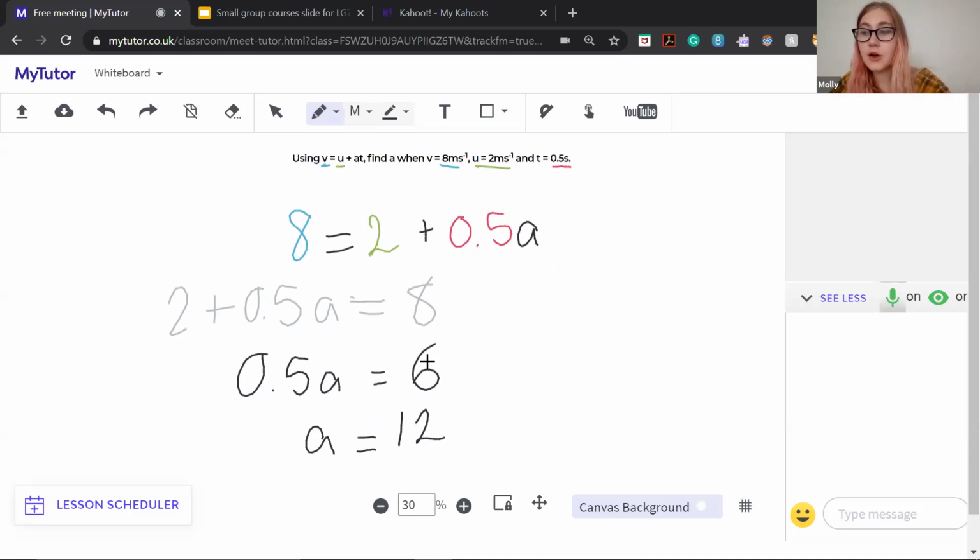Once we look at this, we'll see that this is the unit for acceleration, but we'll look at that in a bit. But you can ignore the units really and see that a is 12. So hopefully that makes sense. Let me know if it doesn't.